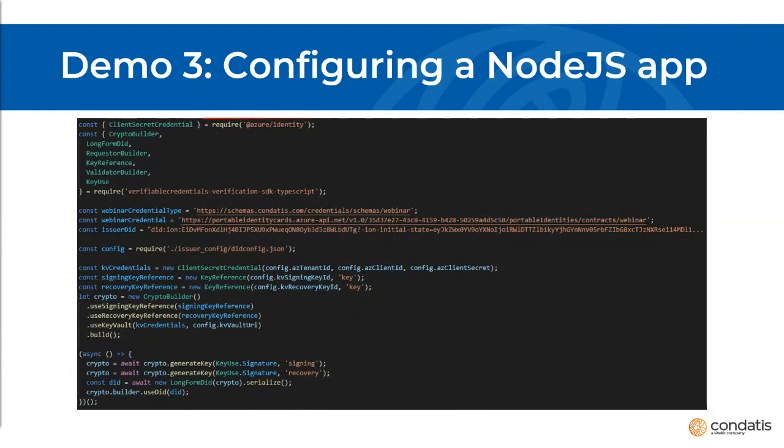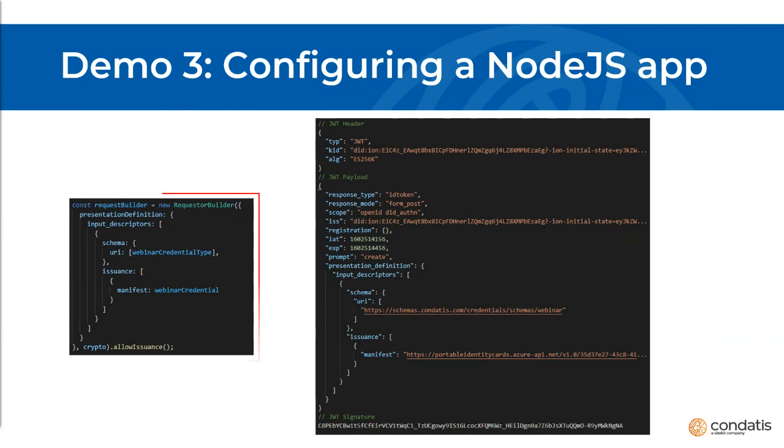First, we import the necessary packages to interact with the Key Vault and to generate or validate the SIOP requests. We also need to specify the credential type which we used in our rules configuration file, the credential contract which was generated when we created the credential, the issuer DID, and a configuration file that contains the information about the app registration and the key names. Finally, we use the Azure Identity SDK to generate the cryptographic keys in the Azure Key Vault, and that will provide us with a crypto builder object that will be used later to sign the SIOP requests.